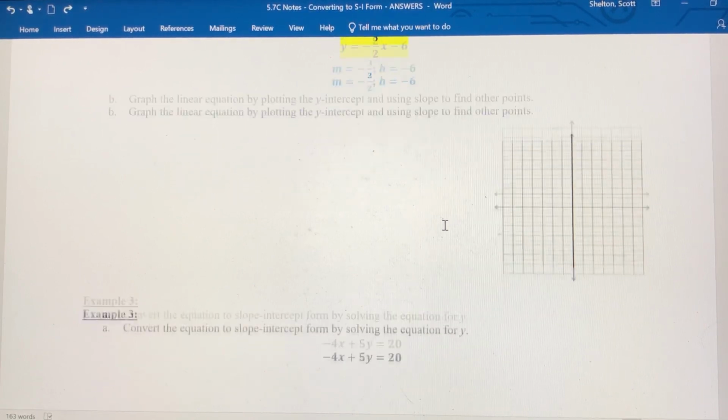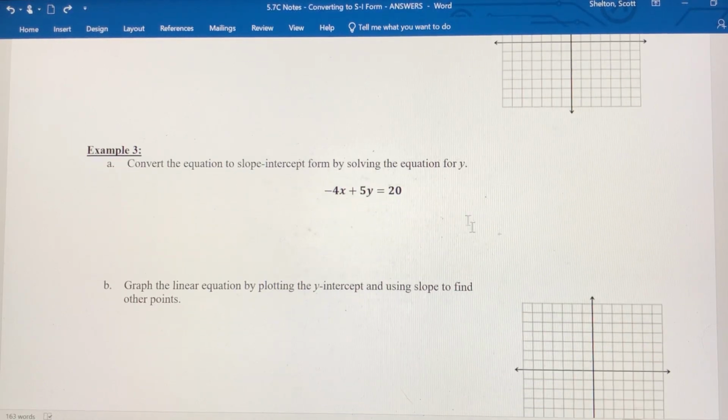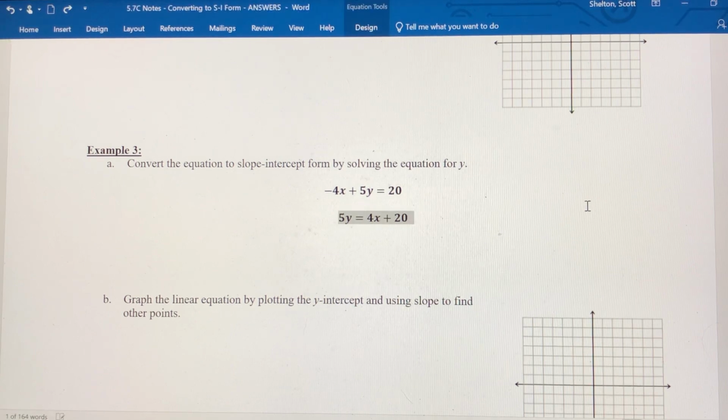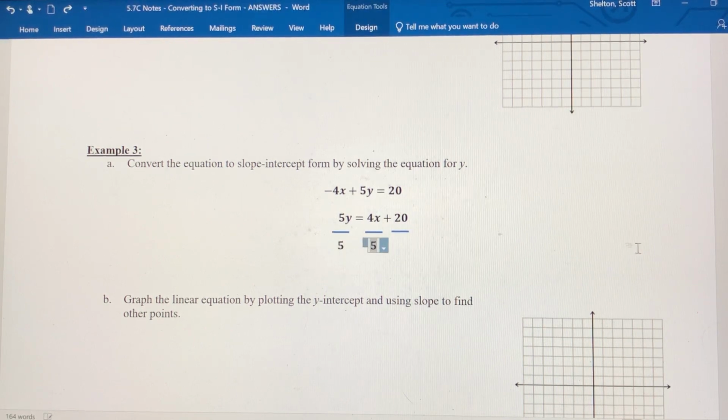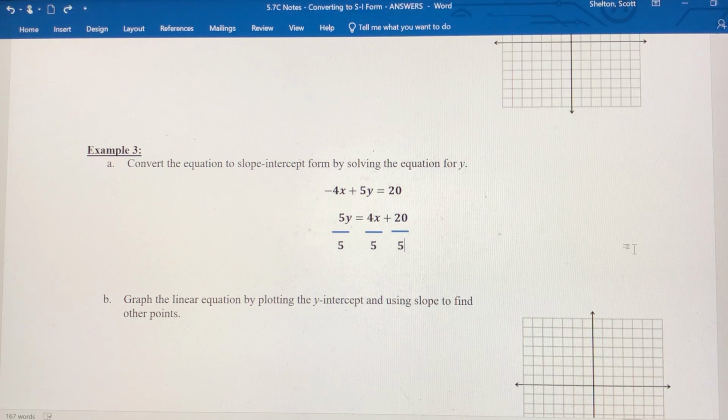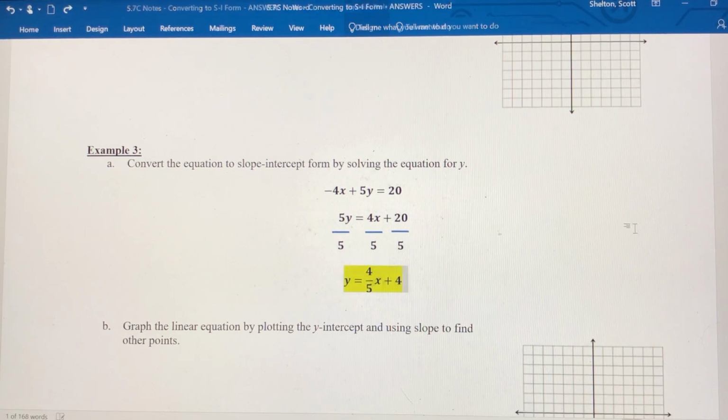All right, let's do one more. Example 3, we've got an equation in standard form. I'm going to move the x over to the right side first. So negative 4x coming over here becomes positive 4x. I'm going to divide everything by 5. And what that leaves me with is y equals 4/5 x. 4 over 5 can't be simplified, so we keep that fraction.